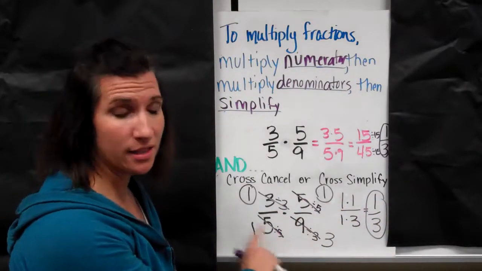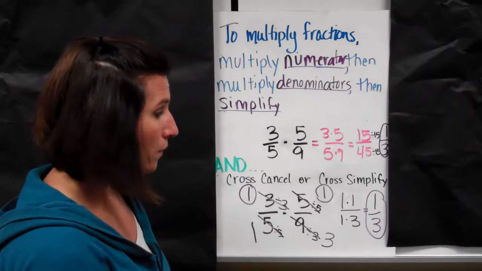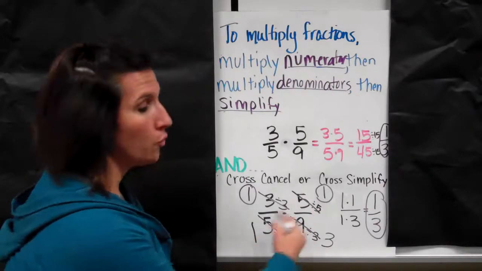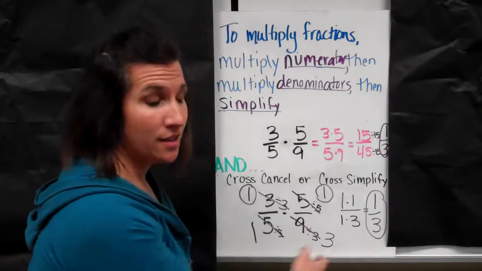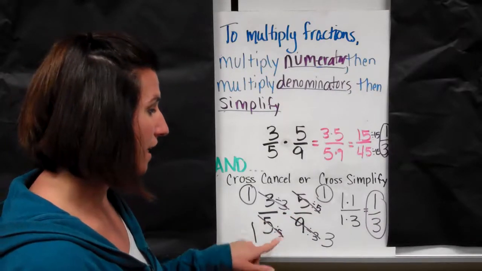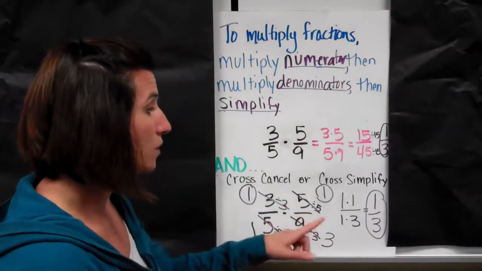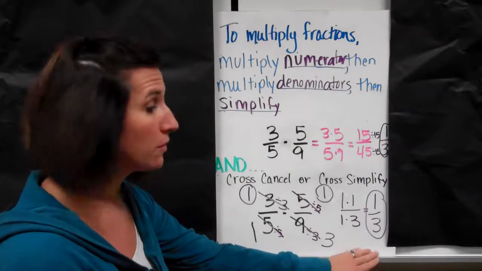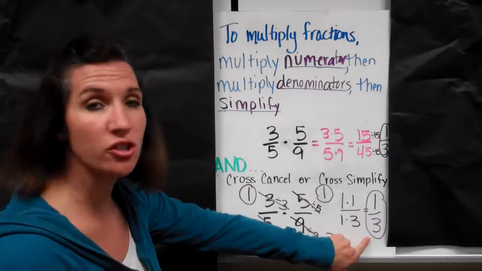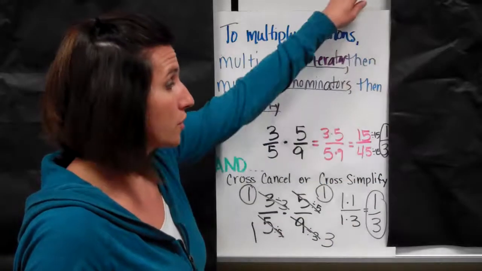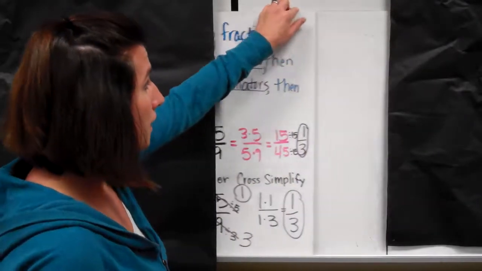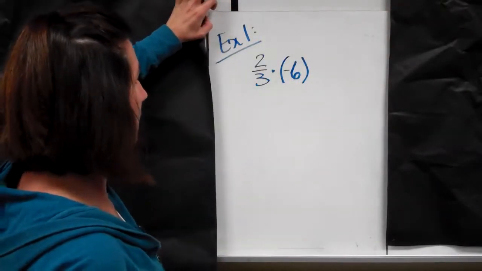This is cross-canceling. Now, if you only did one of them, you will have to simplify at the end. So if I only cross-canceled the 5s and not the 3 and the 9, I would end up with something a little bit different where I had to simplify at the very end. So just double check to make sure your final answer is in lowest terms. Let's look at example number 1.